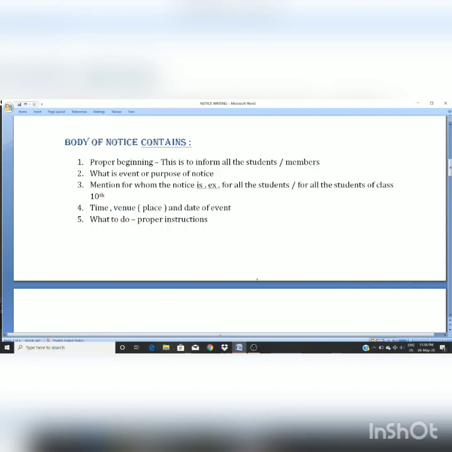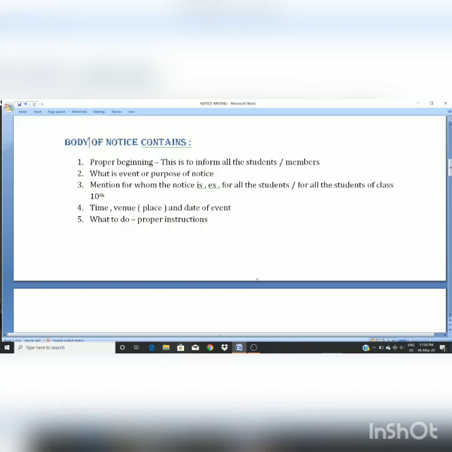Next thing, time, venue, that is place, and date of the event. You have to mention the date of the event, the time of the event, and the venue. Suppose your school is organizing an annual function, so you have to mention the venue. That function will be in the campus itself.